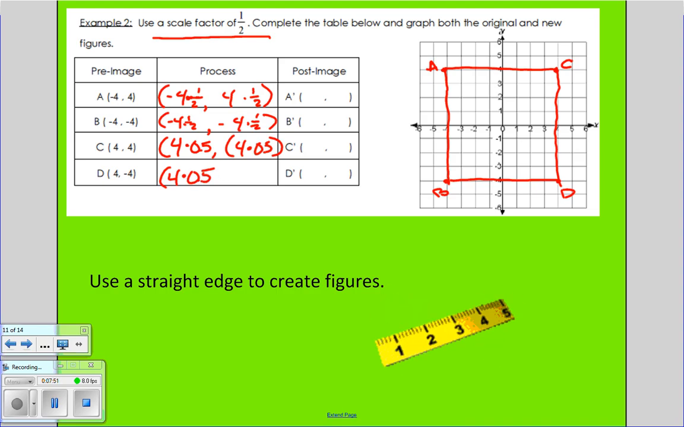We don't need to use calculators for this. We're not using calculators for our graphing. Okay. All right. So then we're going to figure this out.